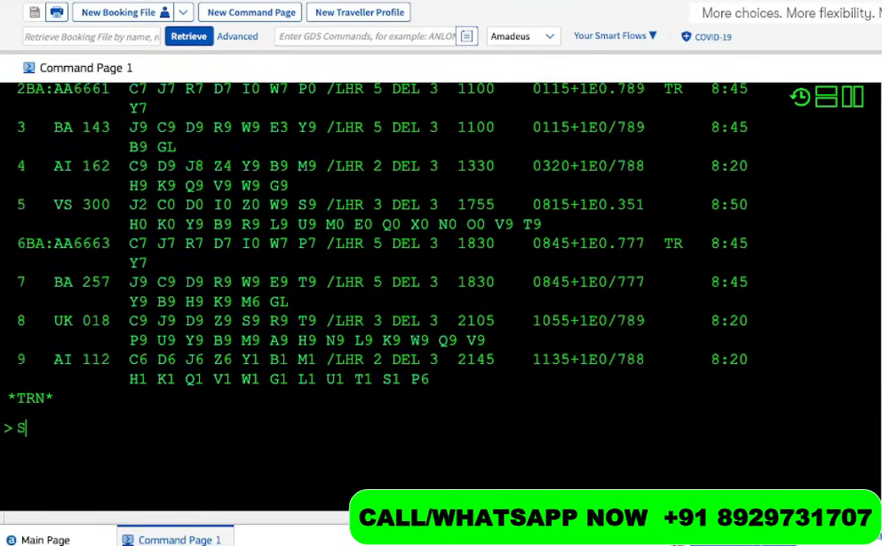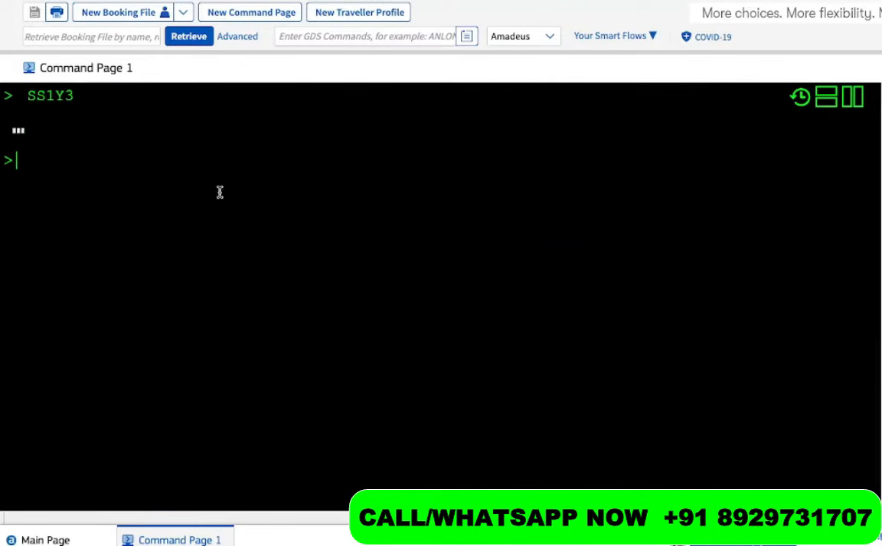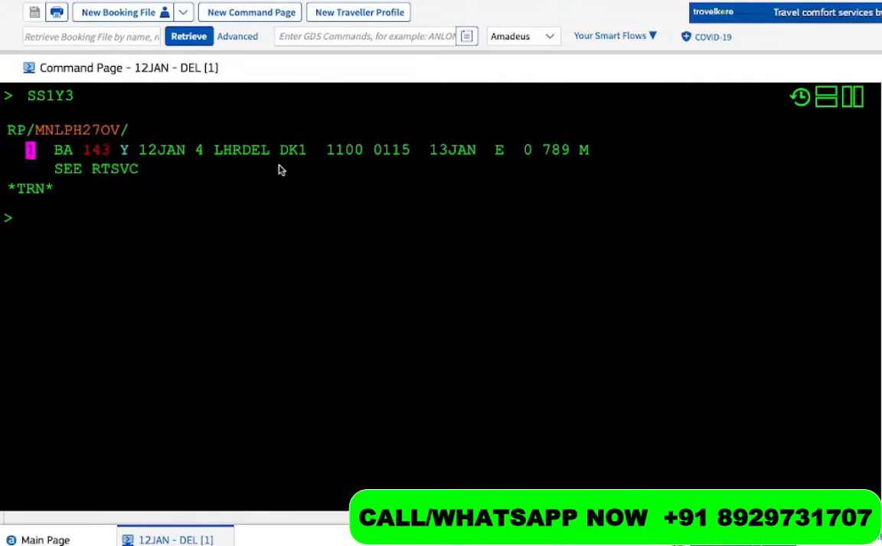So SS, seat select, one seat, Y class. We are picking up the Y class, which has 9 seats, maybe more than that, but it shows us 9 here. And number 3, and we press enter. So now we see we have one seat, that is why it shows DK1.